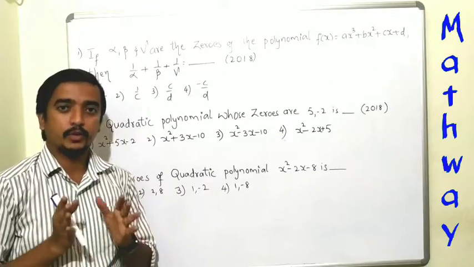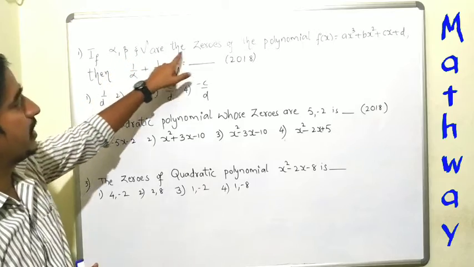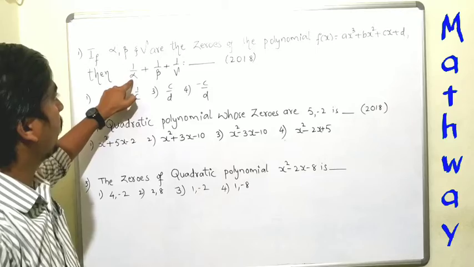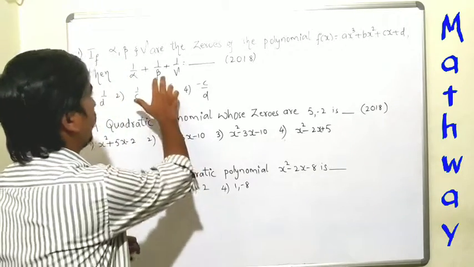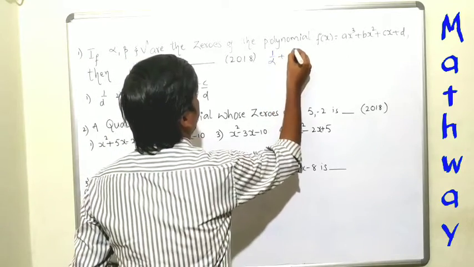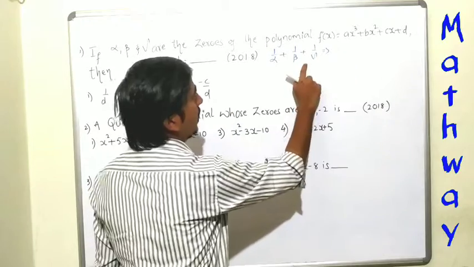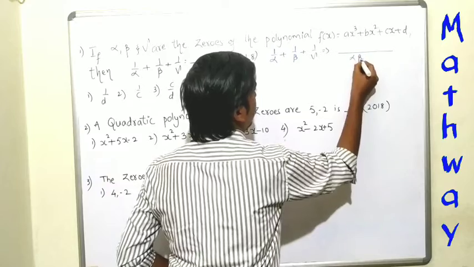Let's see 2018 questions. If alpha, beta and gamma are the zeros of the cubic polynomial, then 1 by alpha plus 1 by beta plus 1 by gamma equals what? So we need to simplify this. What is given? 1 by alpha plus 1 by beta plus 1 by gamma. So take the LCM here. The denominator is alpha beta gamma.